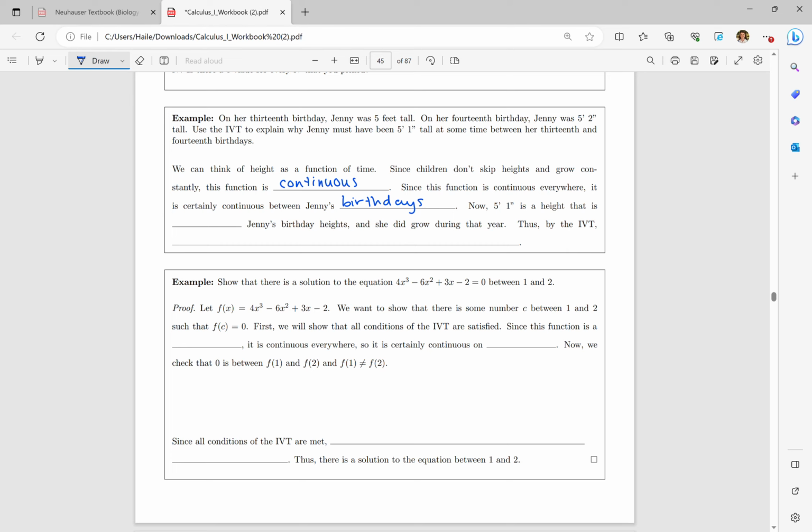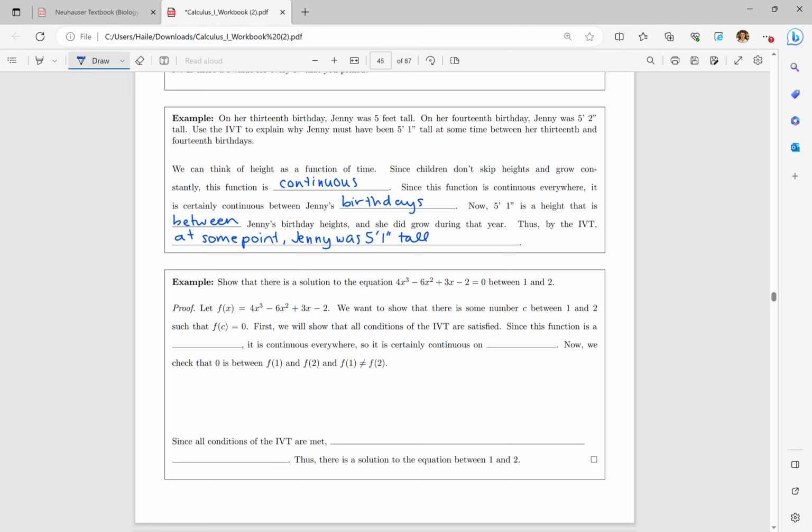So 5 feet 1 inch is a height that is between Jenny's birthday heights. And she did grow during that year. Thus, by the IVT, at some point, Jenny was 5 feet 1 inch tall.